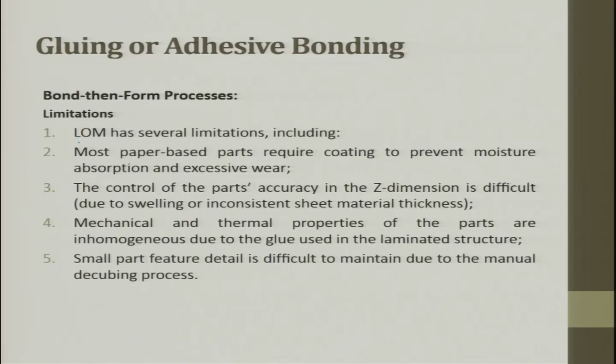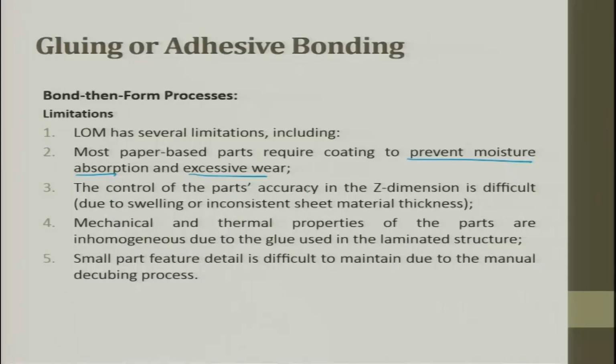The limitation is LOM has several limitations, including that most paper based parts require coating to prevent moisture absorption and excess wear. This is very important, because even in delamination you can see sometimes air bubbles stick in between. Second thing is, if the delamination starts at a corner, it keeps propagating very fast, not because of pulling, but because the OH group, which is freely available in the atmosphere, enters inside and starts weakening the bond. So it starts releasing.